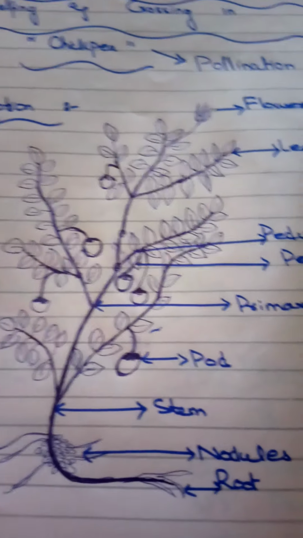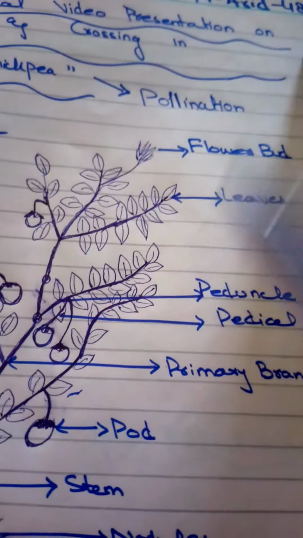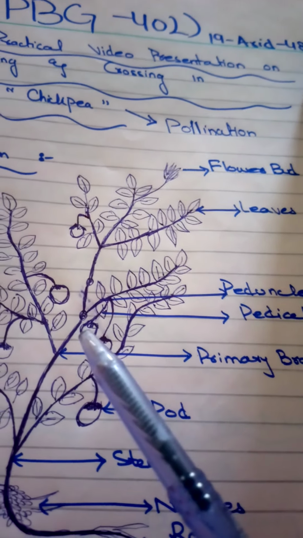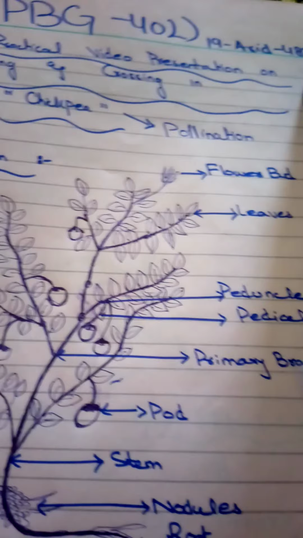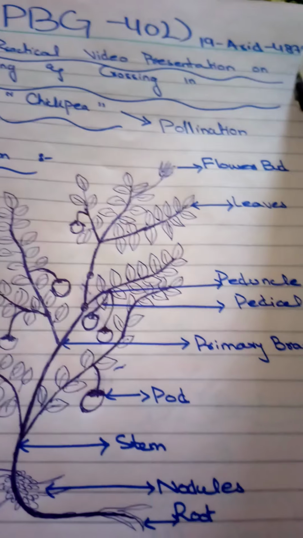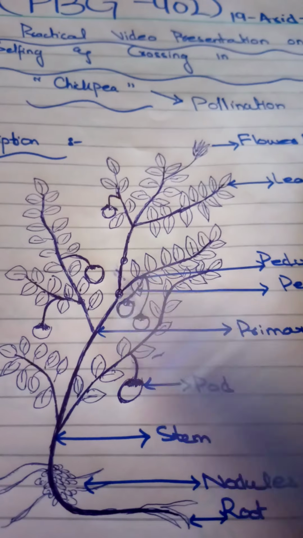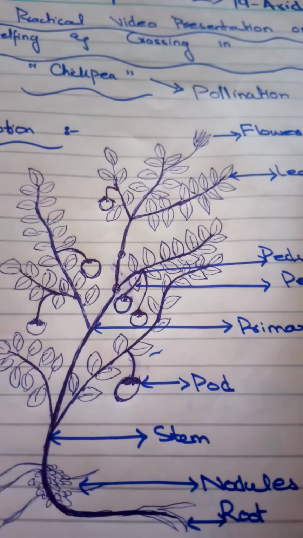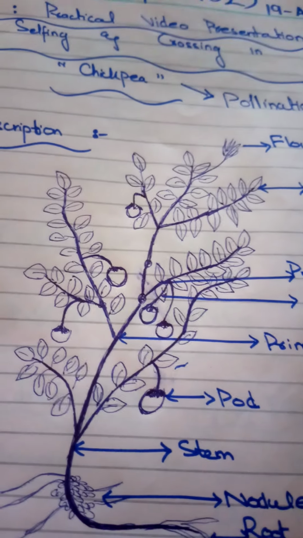So here is the plant. As you can see, at the top of the plant you can see the flower bud and a large number of small leaves as well. You can see the peduncle, the pedicel which is holding the bud and is present at the base of the bud. You can see the primary branch, pod, stem, nodules, root. Nodules are present because chickpea is a leguminous plant, and being a legume, it has nitrogen fixation, and due to nitrogen fixation it has formation of nodules in its root zone. So this is all about the plant.